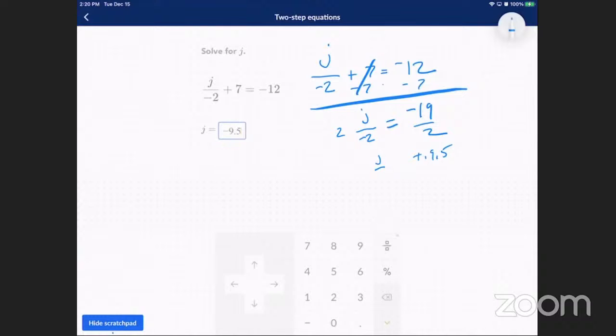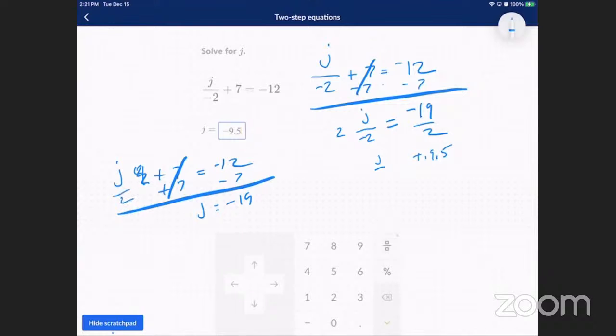Well, let me just go back and look at how it would be if it was just J plus 7 equals negative 12. And then what happens is that you would have negative 19, right? And it would be J equals negative 19. So what's the problem? What happens when we have J over 2? Now, in order to solve for J over 2, you'd have to make 19 have a half, and that would be negative 9.5.